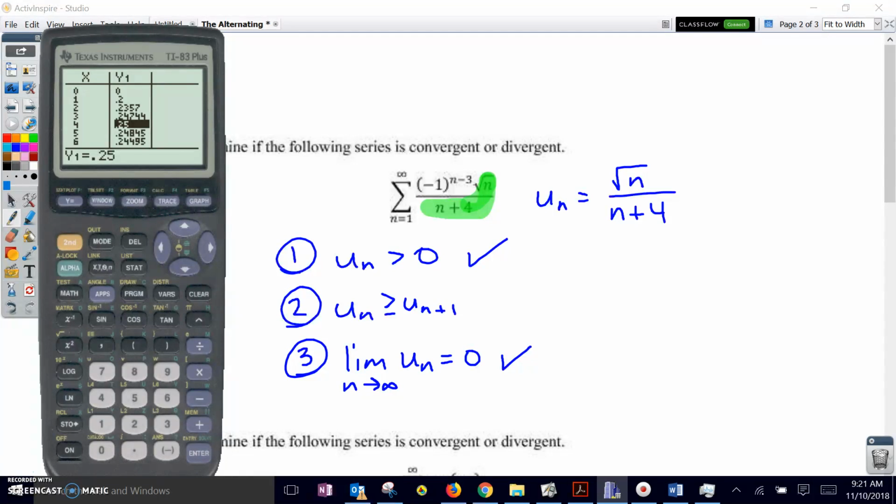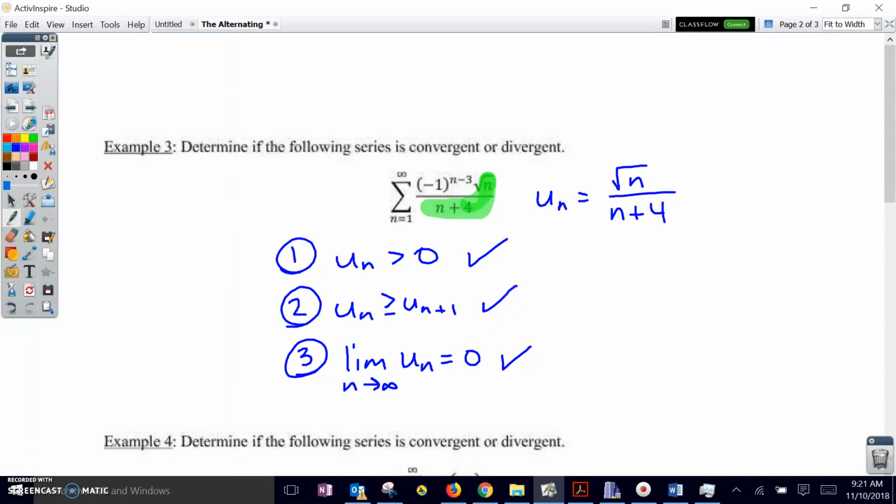But then once we hit n equals 4, from that point forward, all of those u sub n values, u sub n is bigger than the one that follows. And so this is true for n greater than or equal to 4. So we passed the third test. And so this series converges.